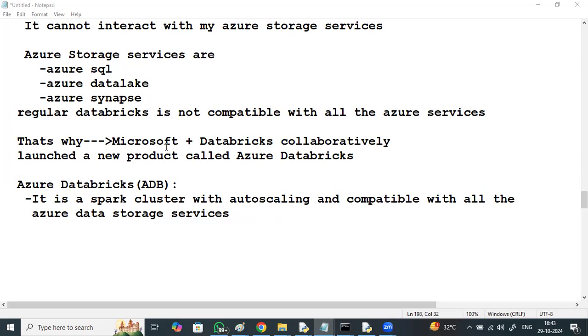In normal Databricks, we need to do a lot of other settings. We need to call different APIs. Databricks is not only available for Azure, but also available for AWS and for Google.